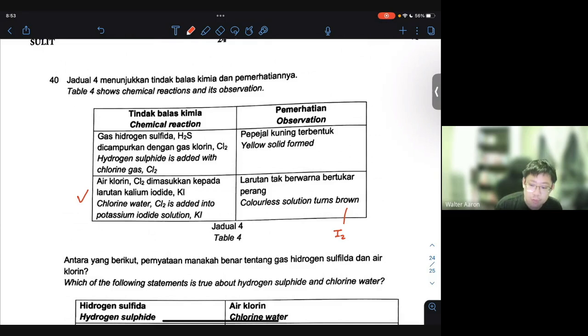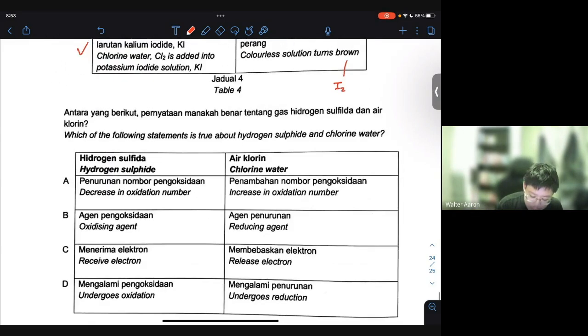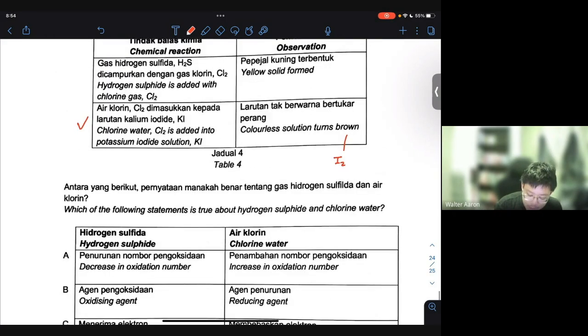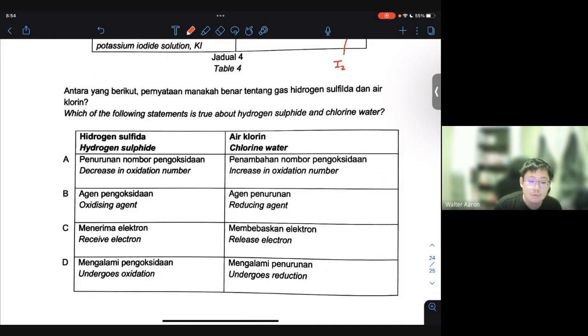In this case, chlorine receives the electron and iodide is the one that releases the electrons. So iodide ions are oxidized while chlorine is reduced. So it's a redox reaction also. For the other one, hydrogen sulfide and chlorine gas is something similar. You see a solid form. Because they are both redox reactions, you just have to see what happens to both substances inside there.